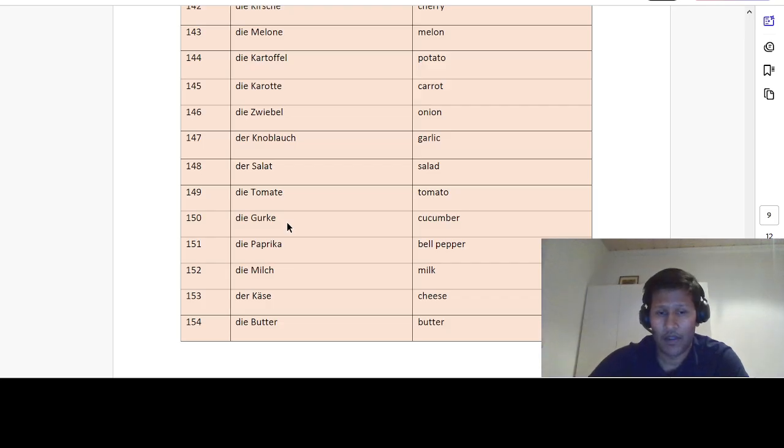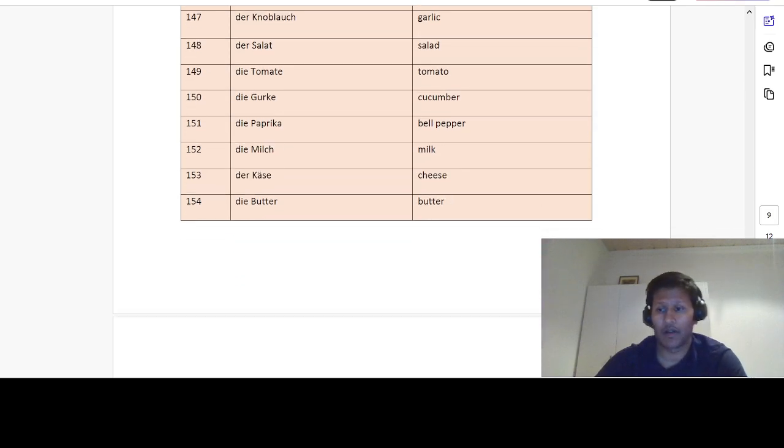So die Gurke, cucumber, and then die Paprika, bell pepper. And then die Milch is milk, and then der Käse. See, cheese is masculine in German, der Käse. And then die Butter, butter. Next, let's move to 155.